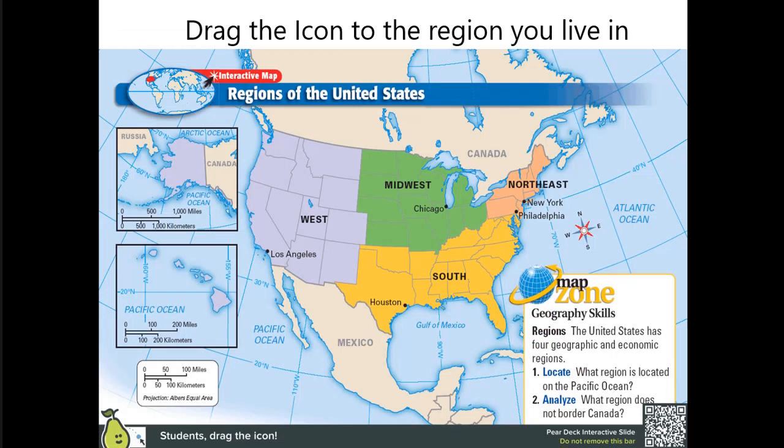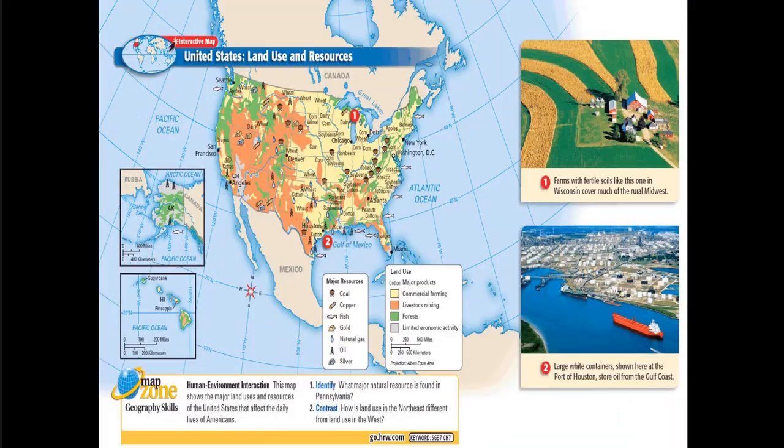You're not able to do this activity. It was going to be a great one, my favorite activity of all time. You're going to drag the icon to the region that you live in, and basically, you live in Houston, right? If you're in this classroom, you would have dragged the icon down here, and you would be in the southern region.